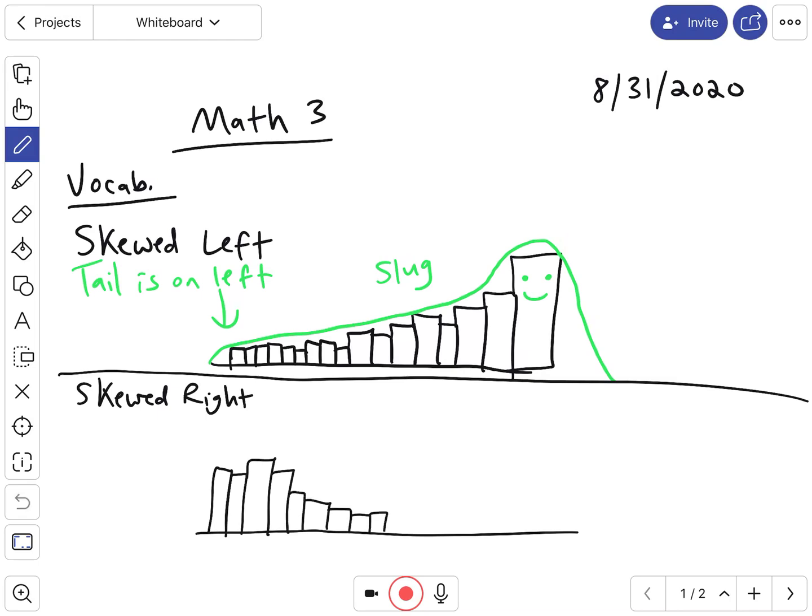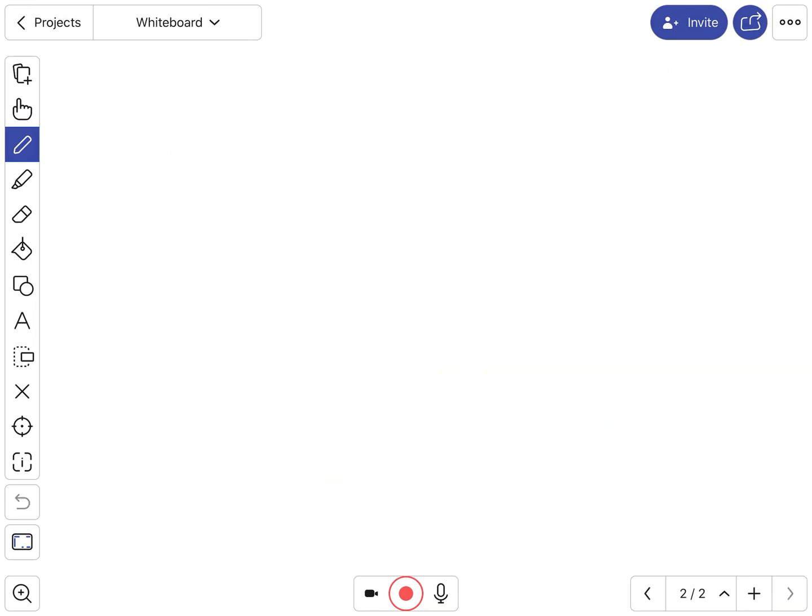But we're going to do the opposite. We're going to draw really tall bar graphs on the left, and then they're going to go lower as you go to the right. And then you could, again, draw the curve and draw your face here for your slug. Right? That's your slug. And you know it's skewed right because the tail is on the right. And you could draw an arrow there. Okay, so that's skewed left and skewed right. Focus on the tail of your slug, and you'll get it every time.